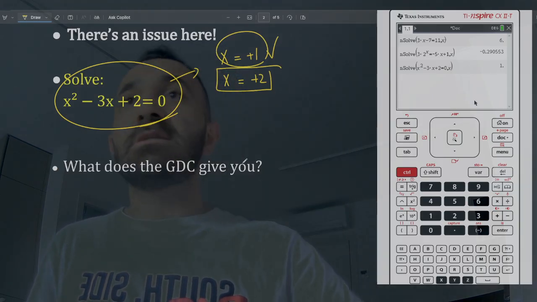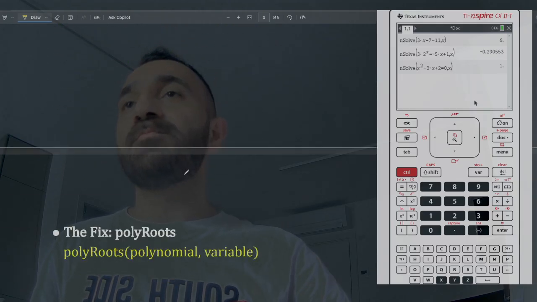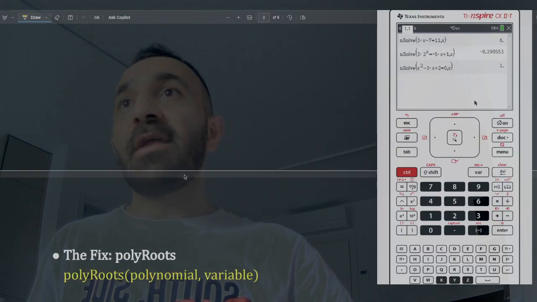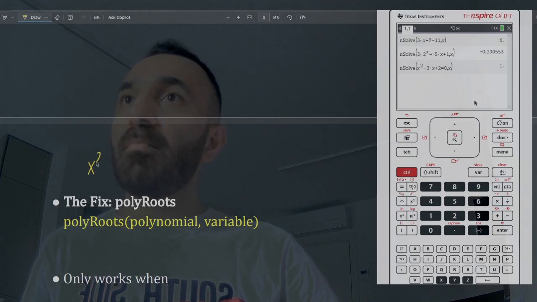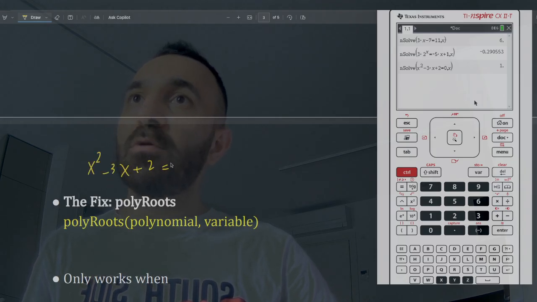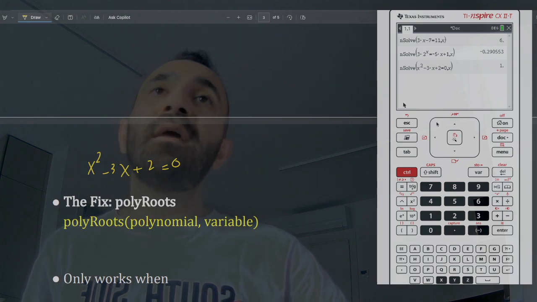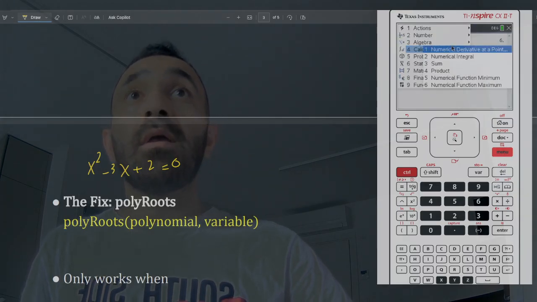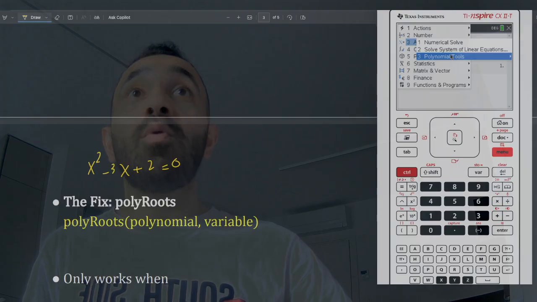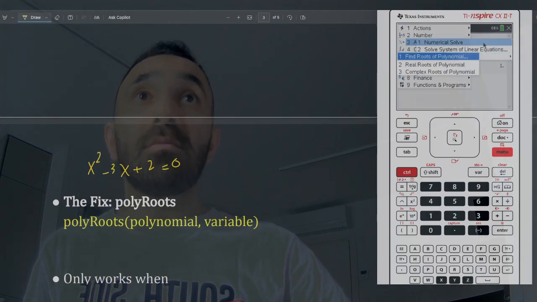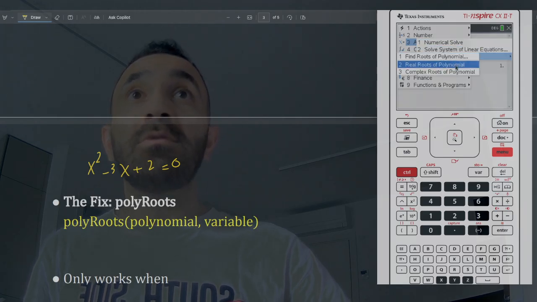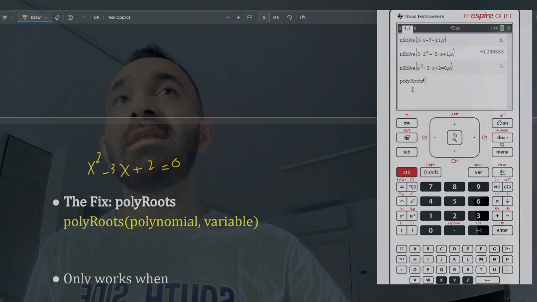Okay, polyRoots. Let's talk about polyRoots. What is polyRoots? Let's look at the equation we have here: x to the power of 2 minus 3x plus 2 equals 0. I'm going to use this with polyRoots. So menu, you're going to go for algebra, polynomial tools. You're going to go for real roots of polynomial. We're going to find the real solutions.